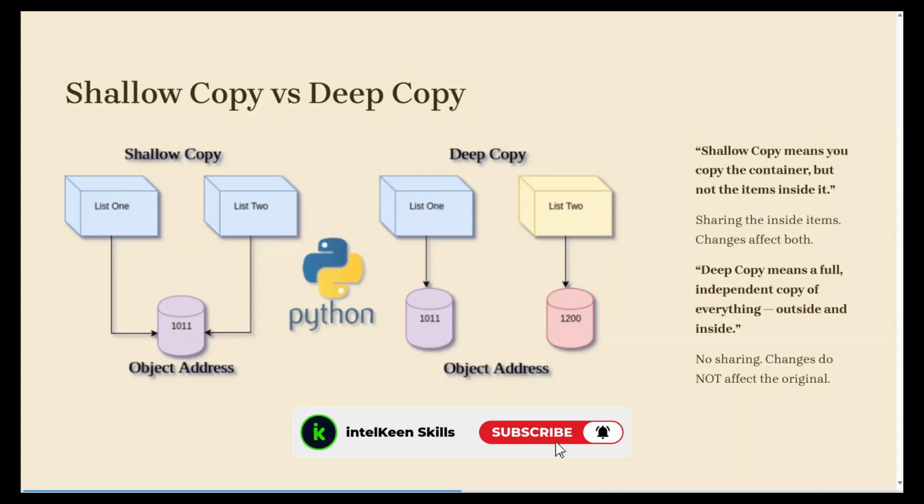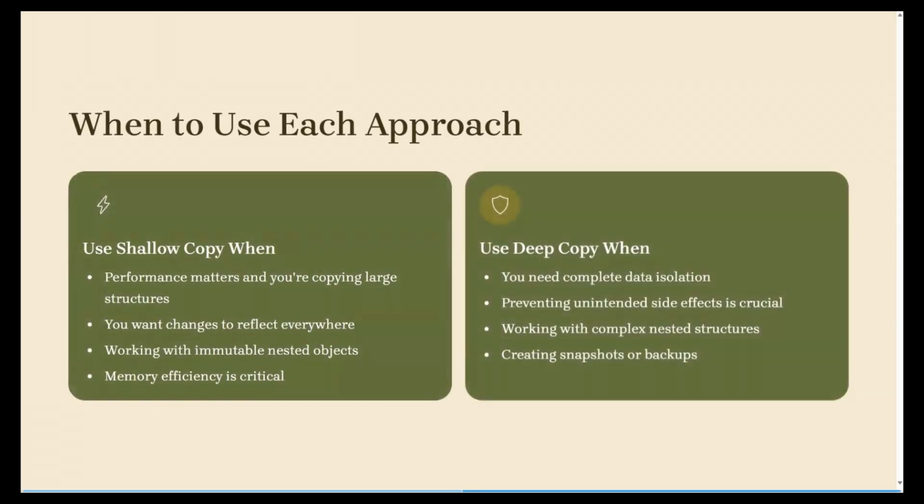Deep copy means a full independent copy of everything outside and inside. No sharing, changing does not affect the original. Here, if you change the copied one, that won't affect the original one, as they are referring to different object addresses. And let's understand when these approaches have to be used.